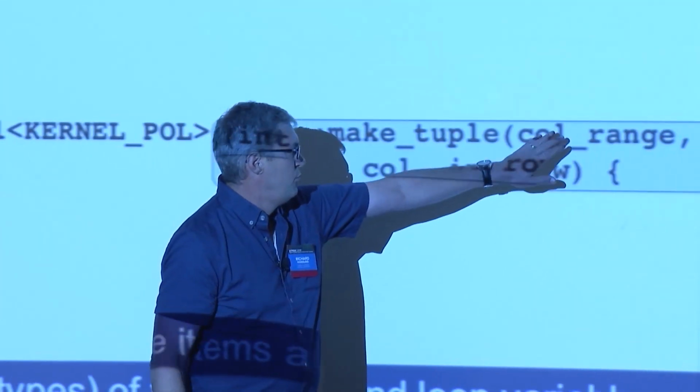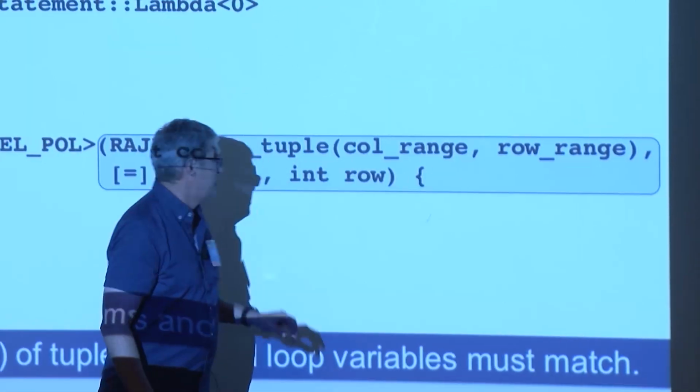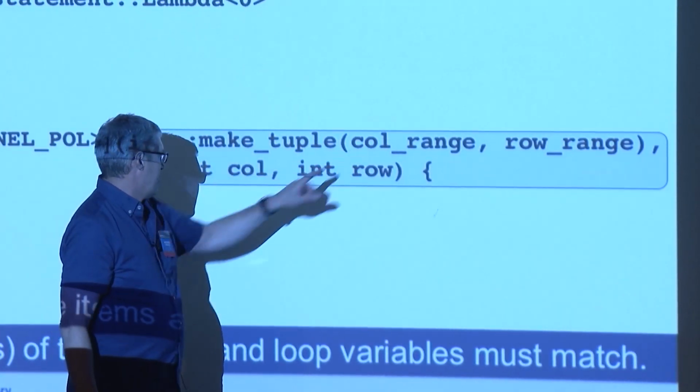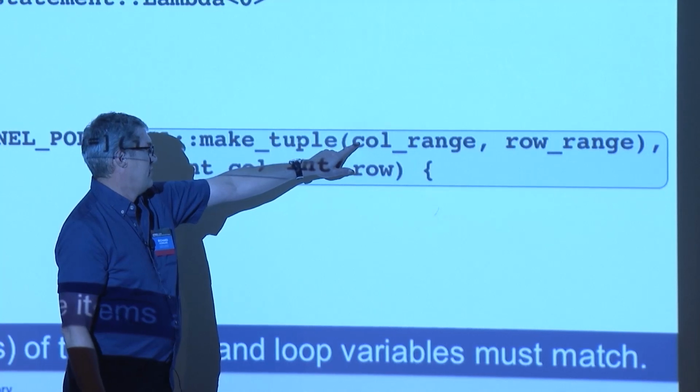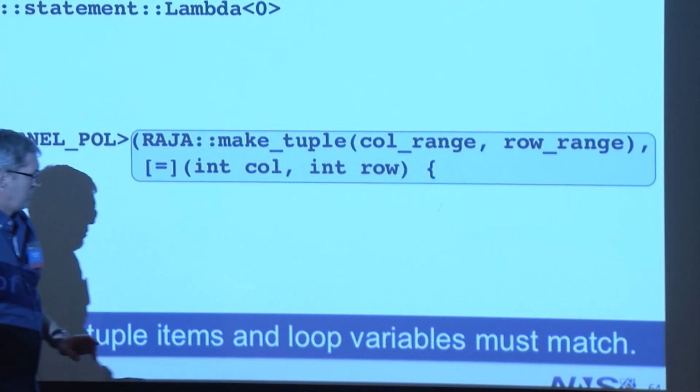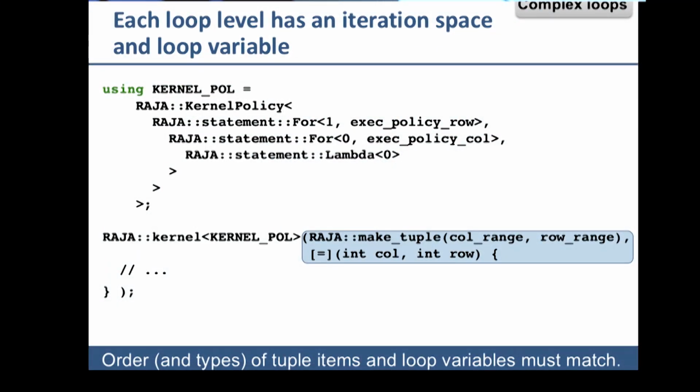So one important point to note about this is that for the tuple iteration spaces and the arguments to the lambda, those things need to match. The type has to be the same. If this is an integer range, this has to be integer. Columns correspond to columns, rows correspond to the rows, and that's important because it's how everything gets composed. Oftentimes we can catch some of these things at compile time.